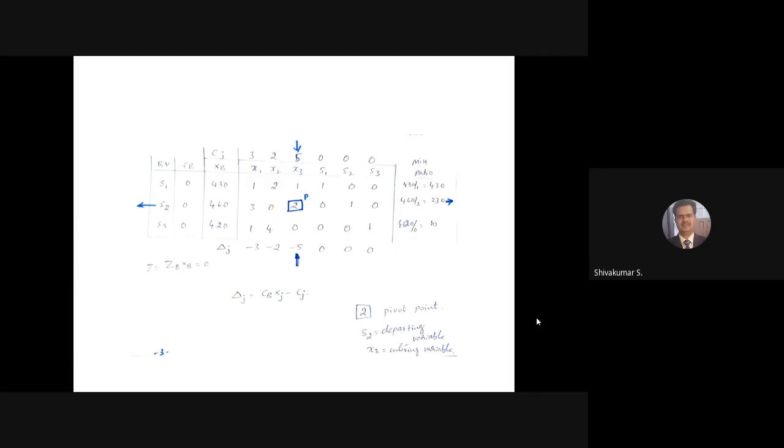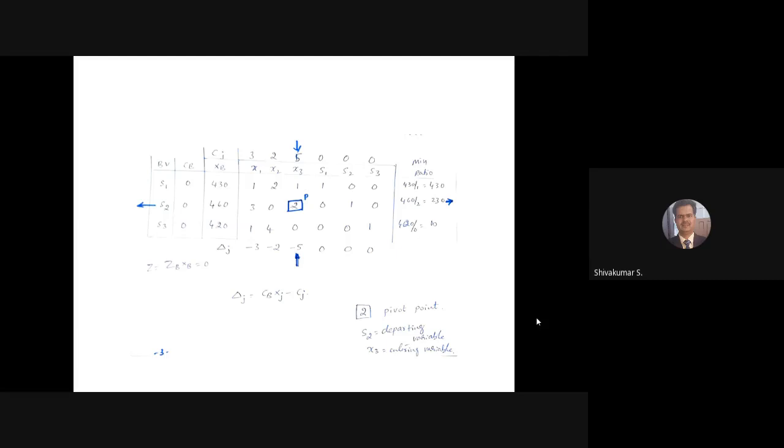In the next table, you have introduced X3 and removed S2, and you're going to divide the entire row of S2 by 2 because you have to make the pivot point 1. So in the next table, 460 divided by 2 is 230, 3 becomes 3 by 2, 0 becomes 0, 2 by 2 becomes 1, and 0, and 1 by 2, and 0. You're going to make the pivot point 1, and correspondingly, the remaining values in the same column should be 0.